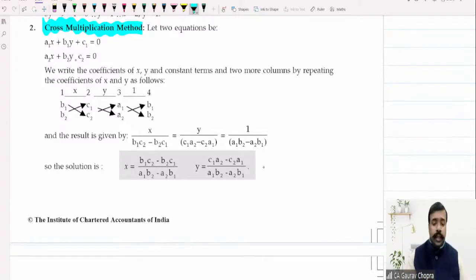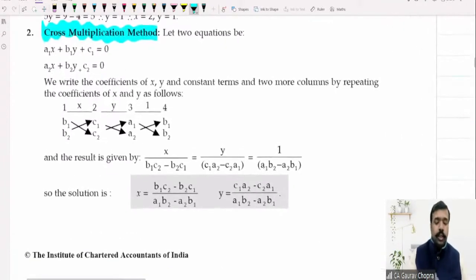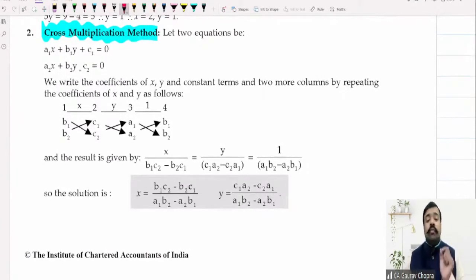Okay, so we are beginning our first topic as the cross multiplication method. Now, for the cross multiplication method, what is our first requirement? We require two equations having two variables. Now, what is the format of that equation?